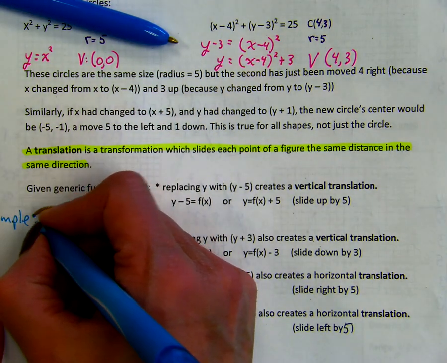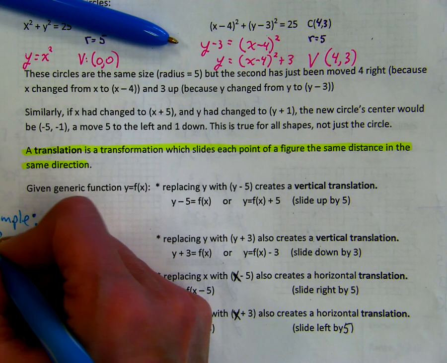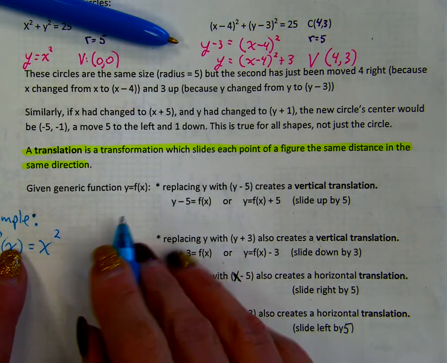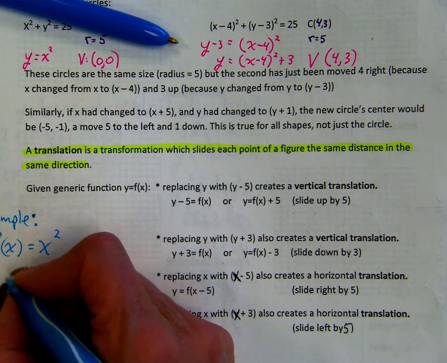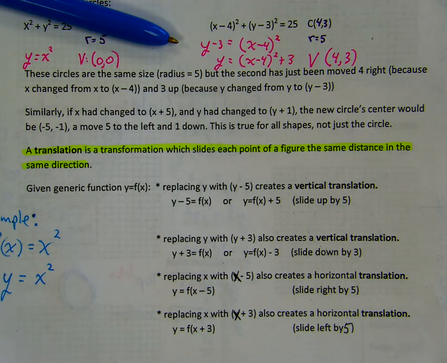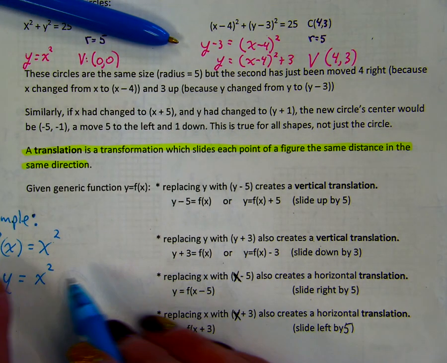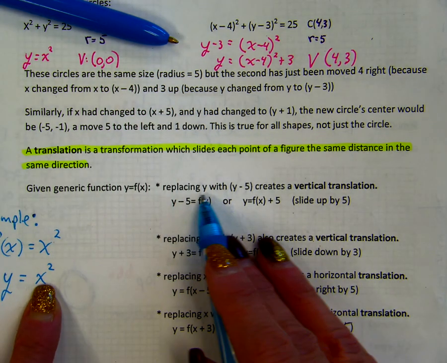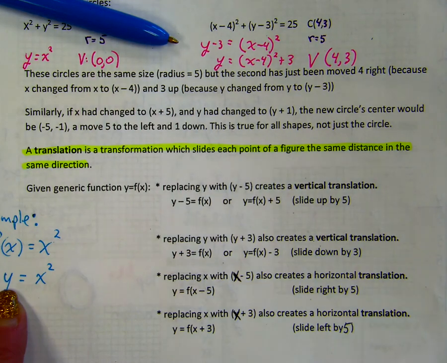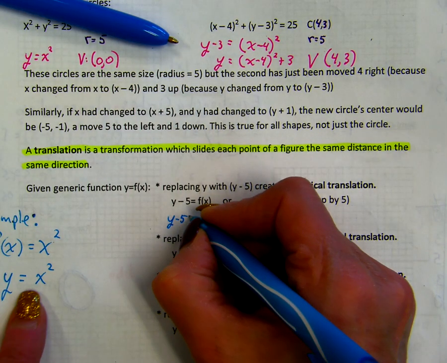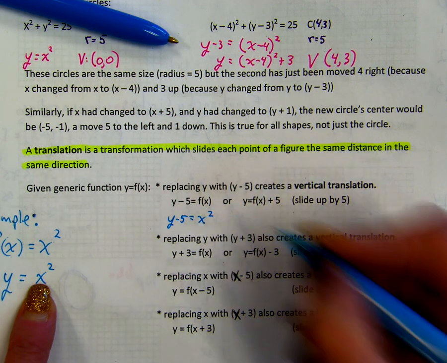So we're going to start with a function you're really familiar with. f at x is equal to x squared. Remember, y is f at x. So we're just looking at that. Okay. Now, if I took that, y equals x squared, and I replaced y with y minus 5, then I would get y minus 5 instead of y is equal to x squared.